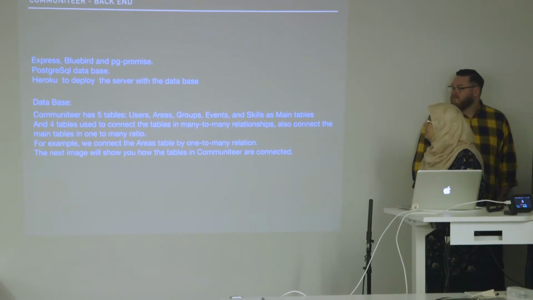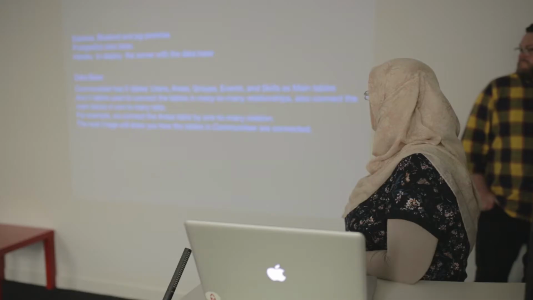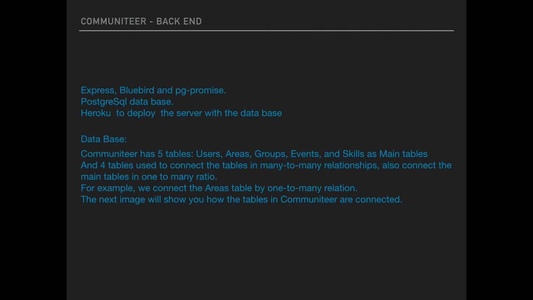In the back end, we used Express, Bluebird, and pg-promise, a Postgres SQL database, and Heroku to deploy the server with the database. For Communiteer, we have 9 tables. 5 of them are main tables: users, areas, groups, events, and skills. And we have 4 tables to connect these tables with each other.